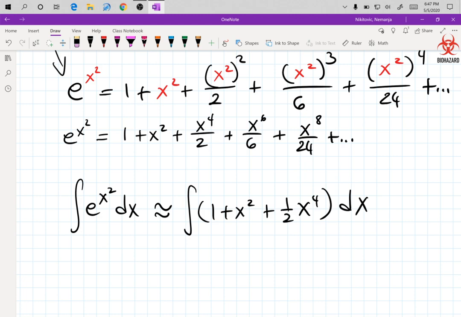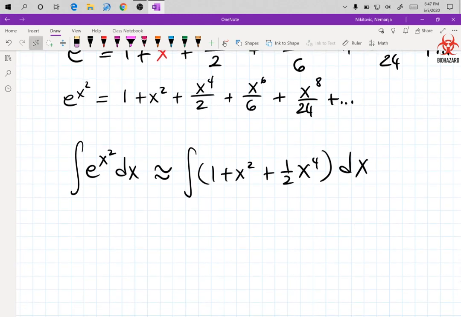Now, we still learn differentiation with power series because differentiation with power series will be used in differential equations to solve differential equations. So we still need to know how to differentiate with power series, right?